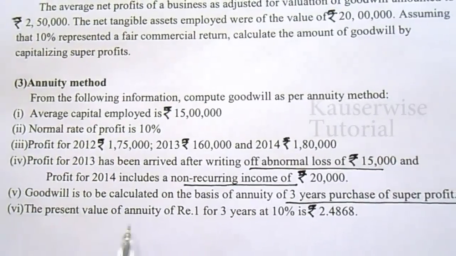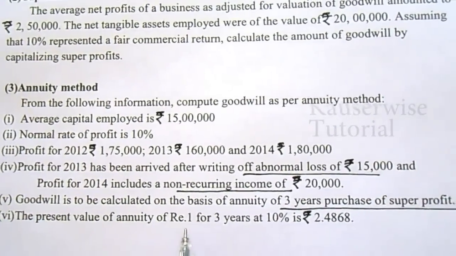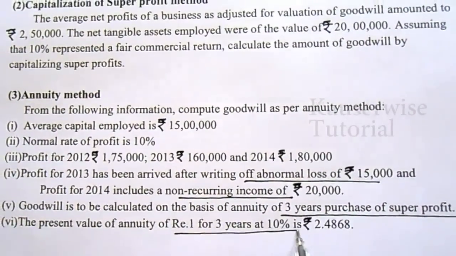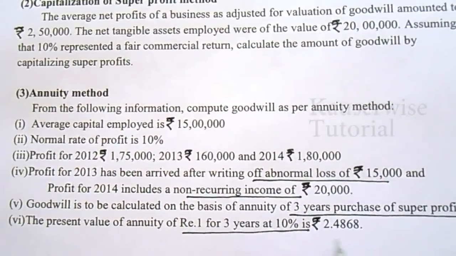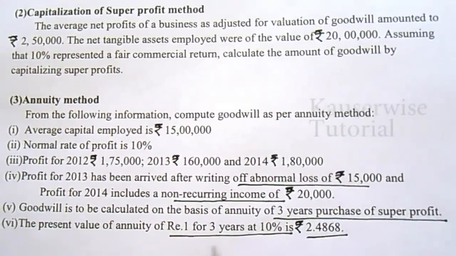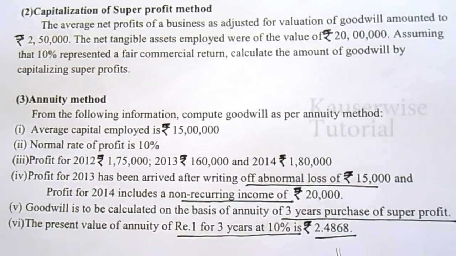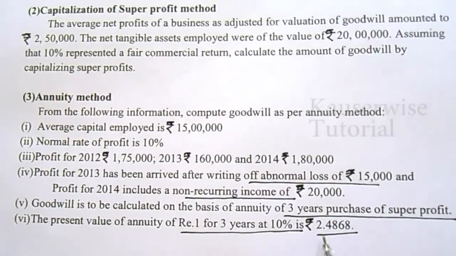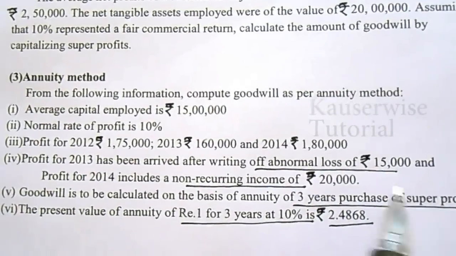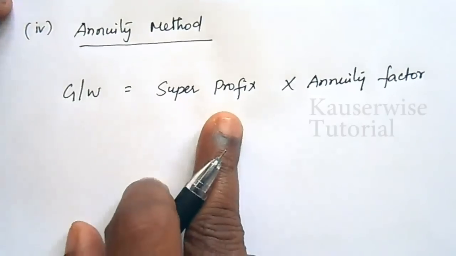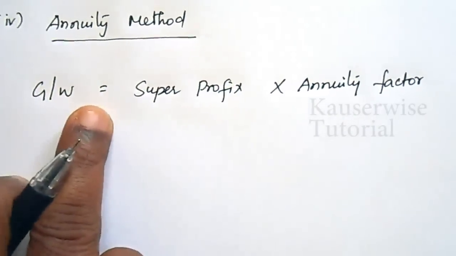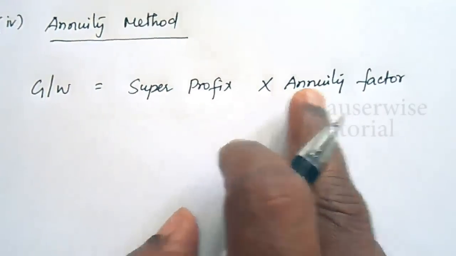Okay, then the present value of annuity of ₹1 for 3 years at 10%. So this information is required in order to find out the annuity factor. So according to this problem, annuity value is given. You need not find the annuity factor. So annuity factor is given in this problem. You can just apply this factor with the super profit in order to find the goodwill according to annuity method. This is the formula for goodwill according to annuity method. That is, goodwill is equal to super profit into annuity factor.